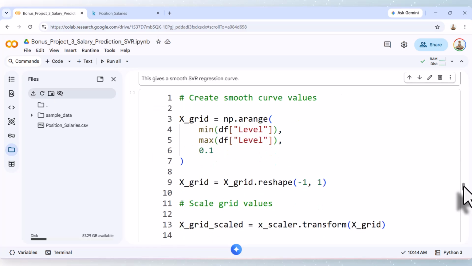Then we can smooth the curve. This is one of the most important visualization cells. If you draw the prediction line only on levels 1 to 10, the curve may not look very smooth.